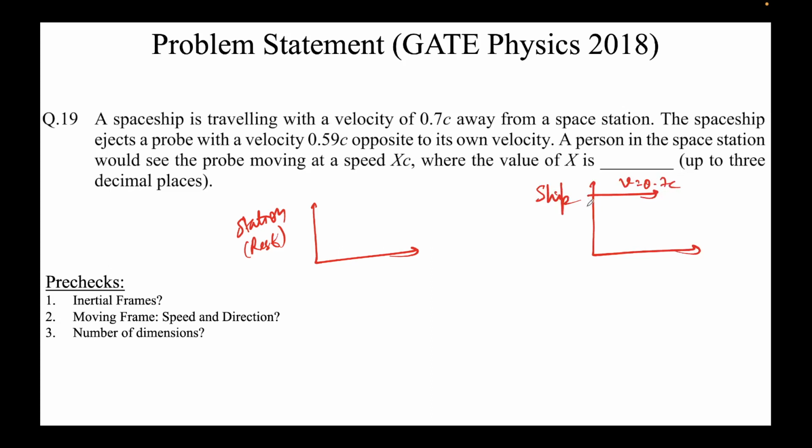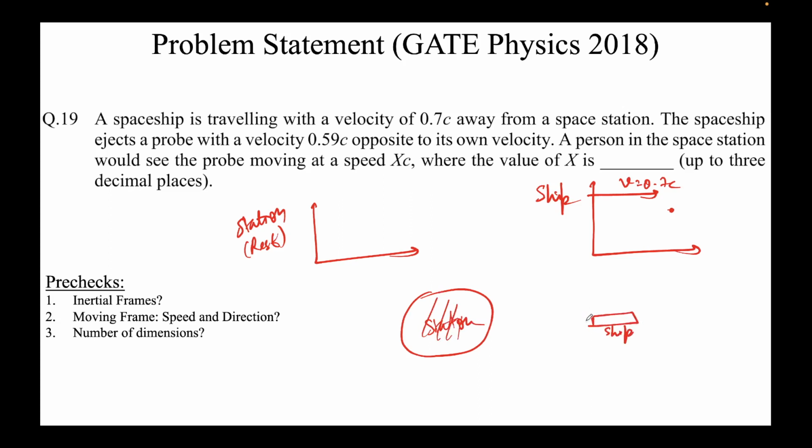And inside the spaceship, you must have seen in some TV movies, a spaceship is a very huge compartment, right? So there are people inside. Sometimes they release a probe, which is nothing but any experimental device. It can be small, it can be big, but for our purposes we'll say this is the probe. And it says that a person in this spaceship ejected this probe. So this is the space station. This is the spaceship.